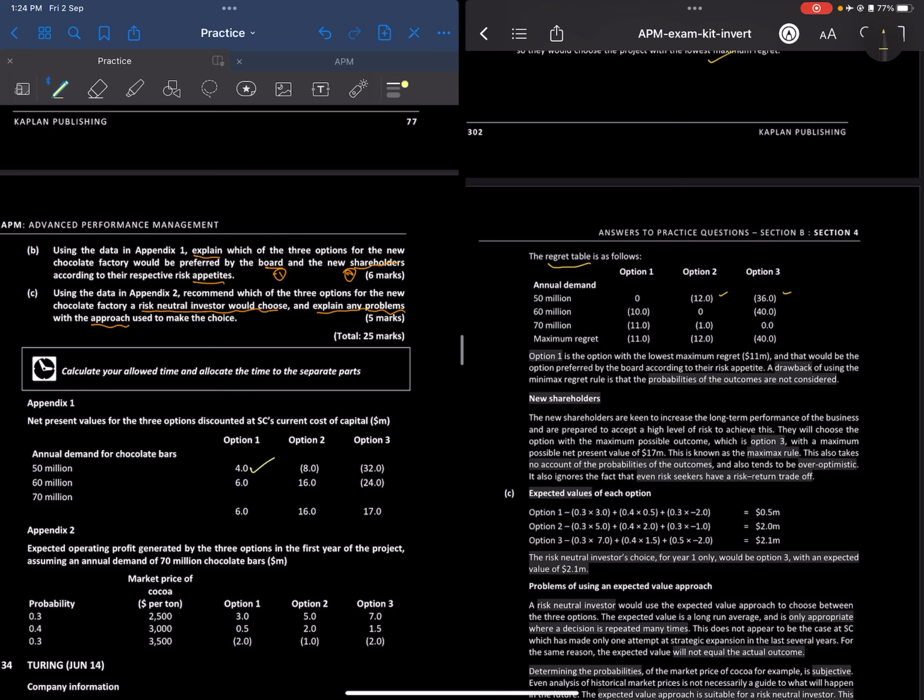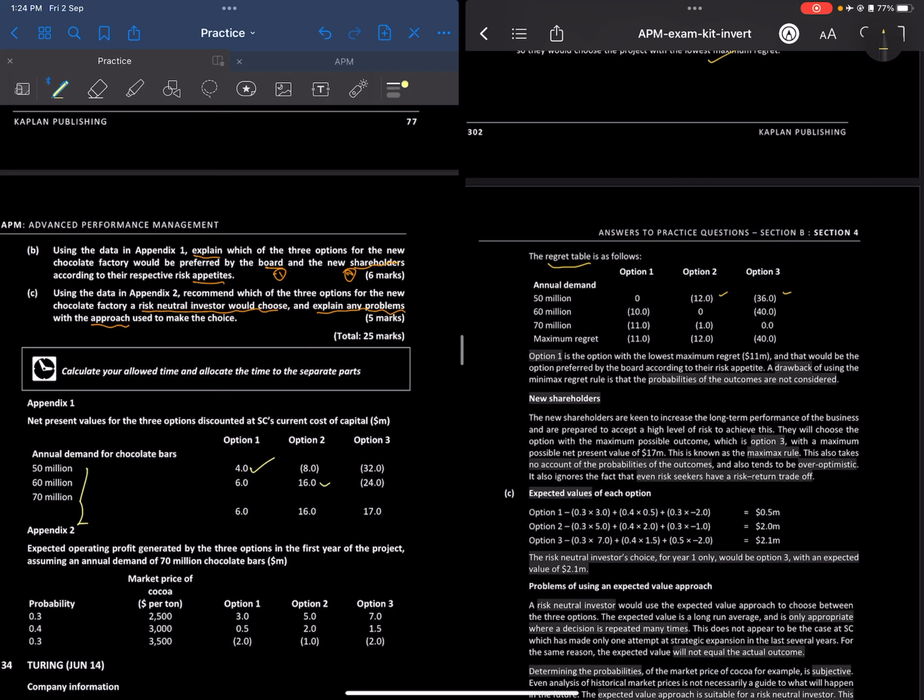For 60, same thing again. What's the maximum regret in this situation? The maximum amount you will miss out on is 16 million, right? So 6 minus 16, and then 16 minus 16, and then 24 minus 16 will be minus 40, right? For 70 million as well, we just compute that. Among that, we will choose the minimum one.